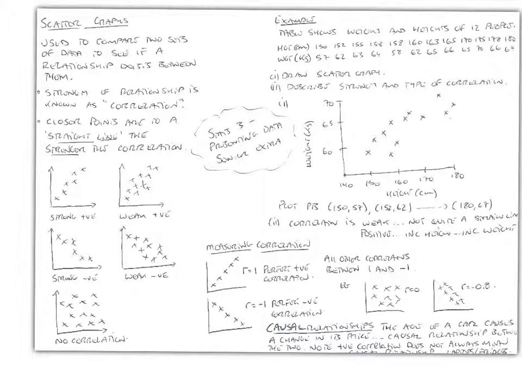Now this part of the video is just for senior students only, not for junior cycle students. Okay, so we're going to look at scatter graphs, and scatter graphs are used to compare 2 sets of data to see if a relationship exists between them. The strength of the relationship is known as a correlation, and the closer the points in a scatter graph are to a straight line, the stronger the correlation or the relationship between the 2 bits of data would be.